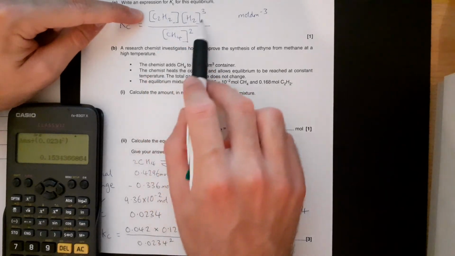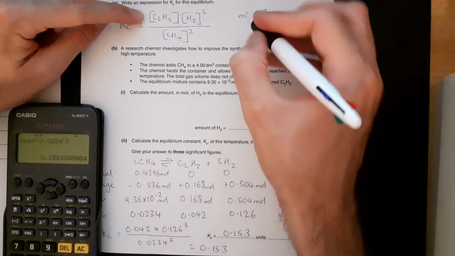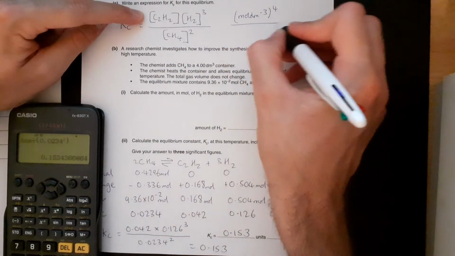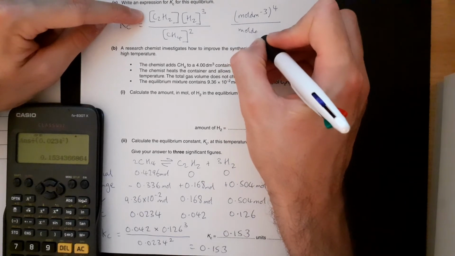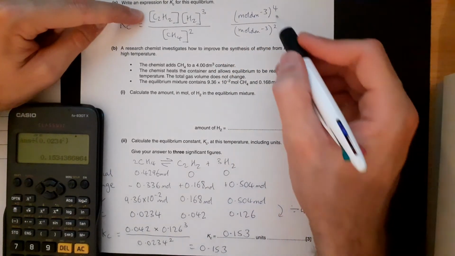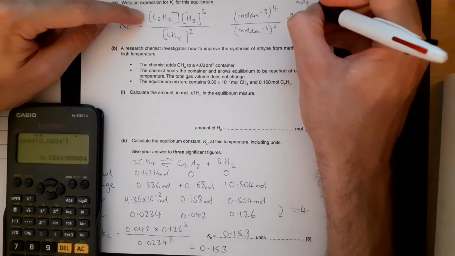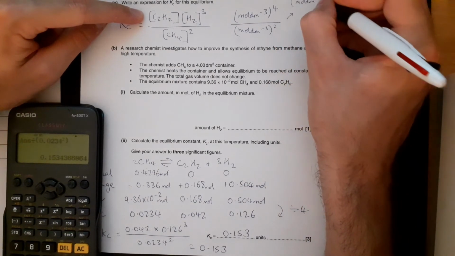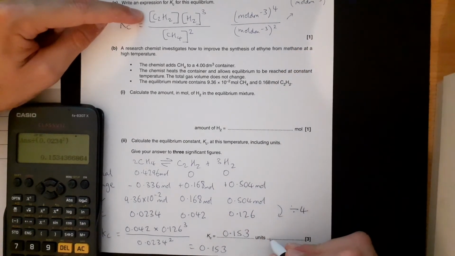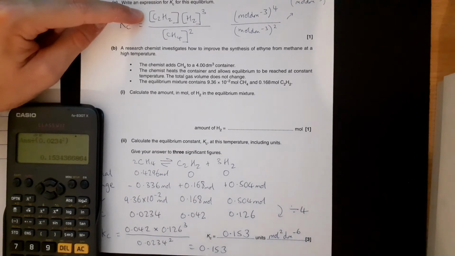Can you see we're going to end up with moles per decimeter cubed to the power of 4 altogether on the top? Because we've got to the power of 1 to the power of 3. And we've got moles per decimeter cubed squared on the bottom. So we're going to end up with moles per decimeter cubed squared. And so that's going to turn out to be moles squared decimeters to the minus 6.